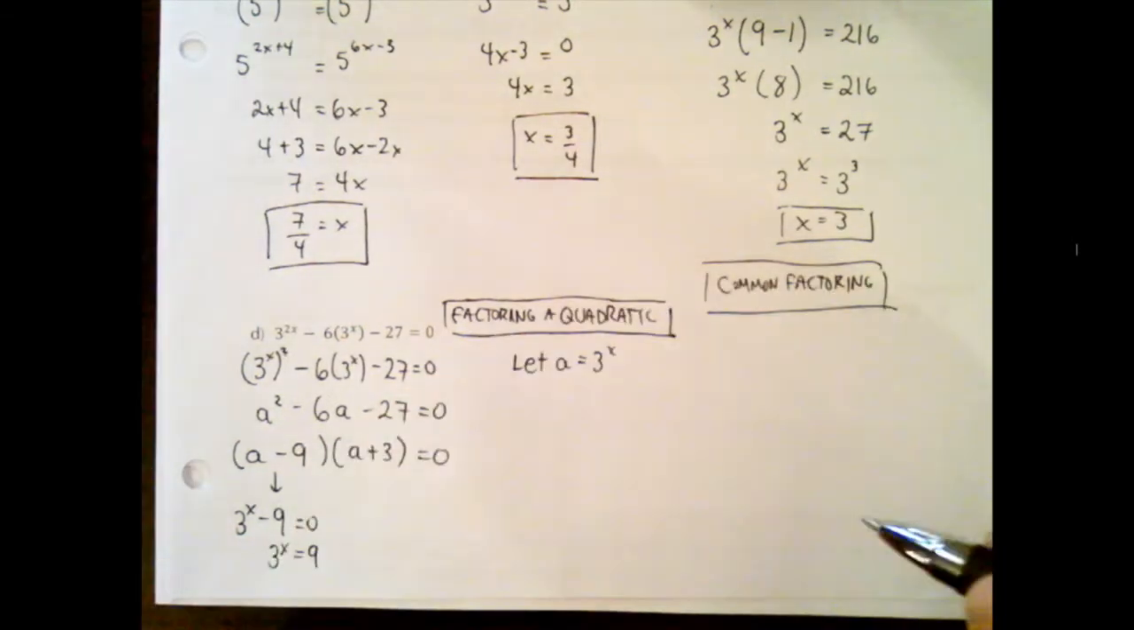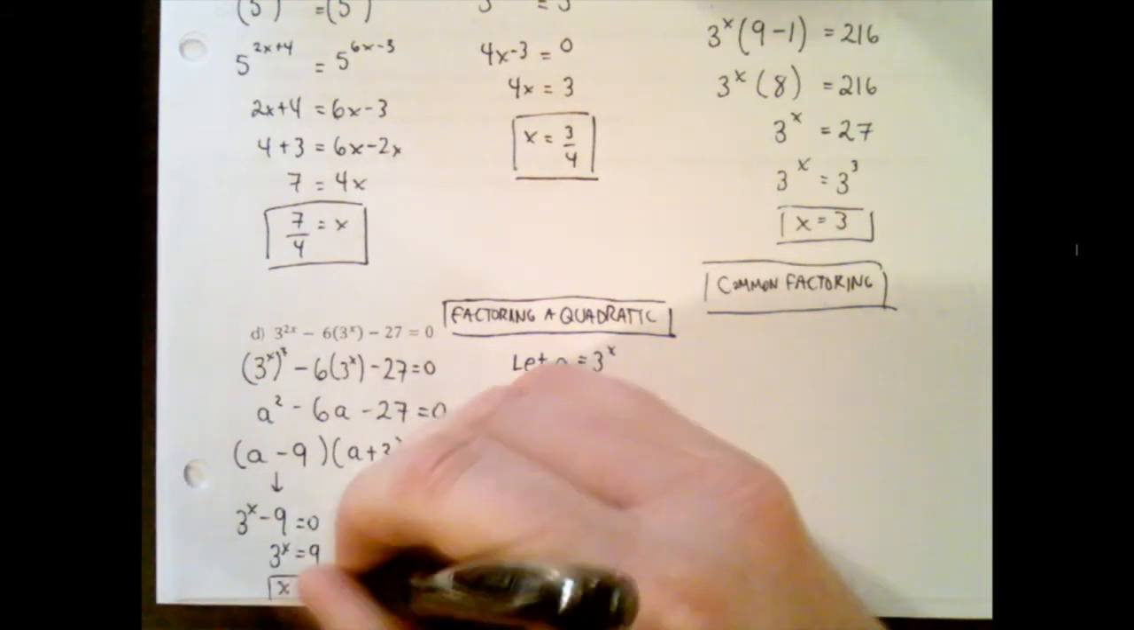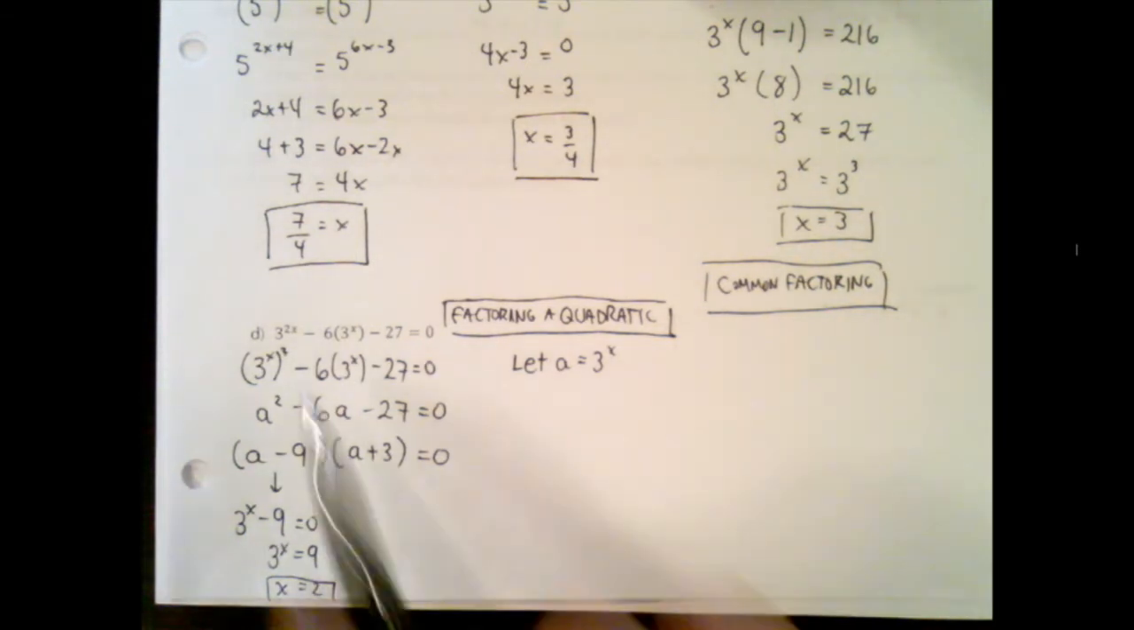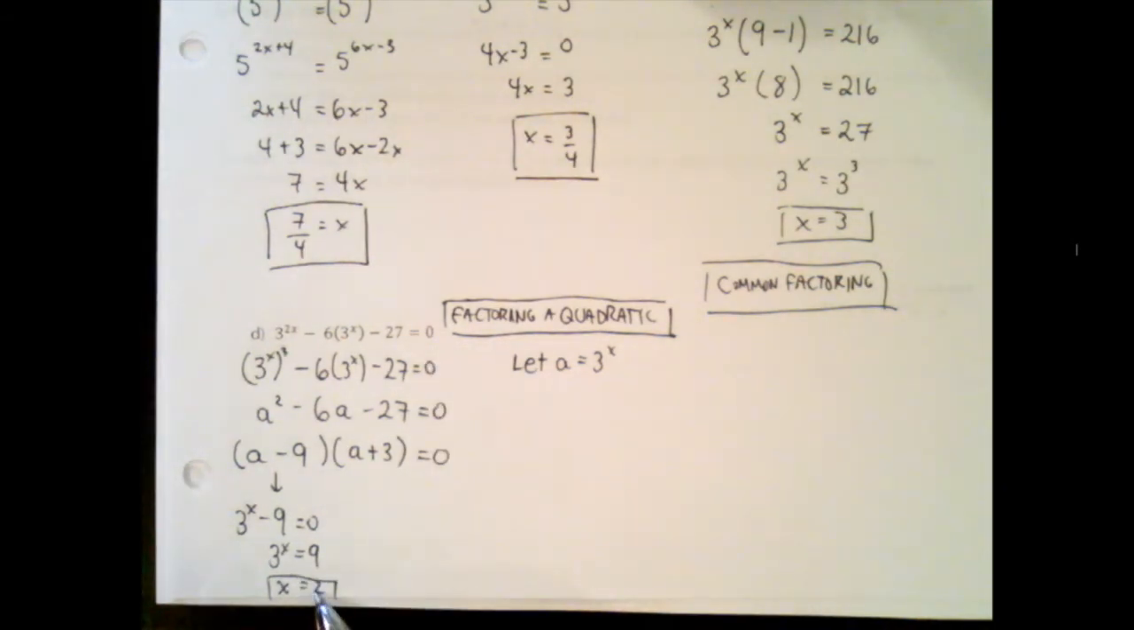And that might be easy for you to see that x equals 2 in that case, because 3 to the exponent 2 is 9. If not, rewrite 9 as a power with a base of 3, and that'd be 3 to the exponent 2, and then equate the exponents, and x equals 2 in that case. So one of the solutions to this quite complicated exponential function is x equals 2.